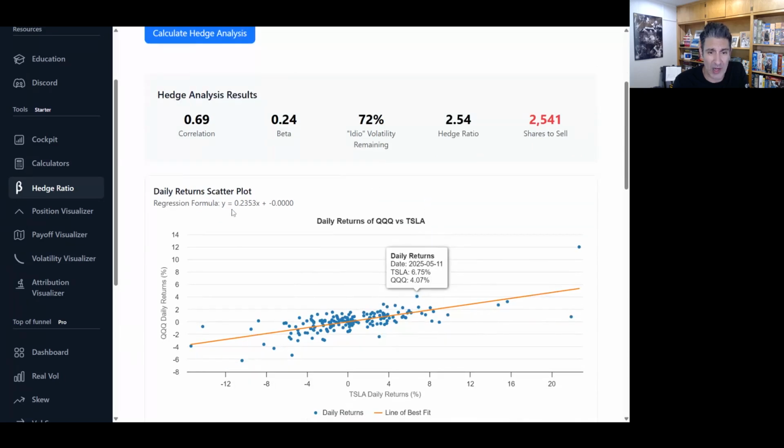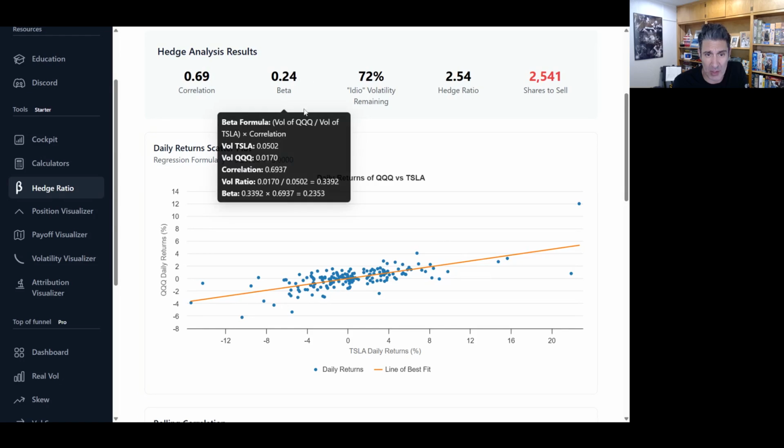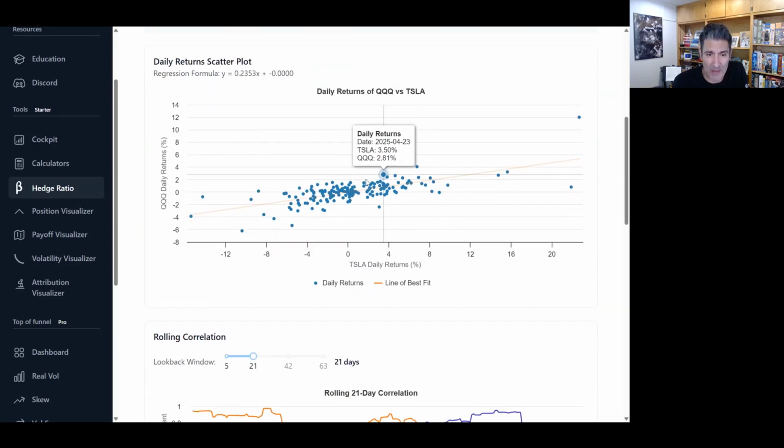But first, we'll go down here and just show this. This is your daily returns for QQQ versus Tesla. So Tesla daily returns are on your x-axis, and QQQ daily returns are on your y-axis. So that's the scatter plot there. You have a best fit line here of, well, most importantly, the slope here is 0.235 or 0.24. You'll notice that the slope of that best fit line is the same as your beta. We're going to get into that. So that's just your daily return scatter plot.